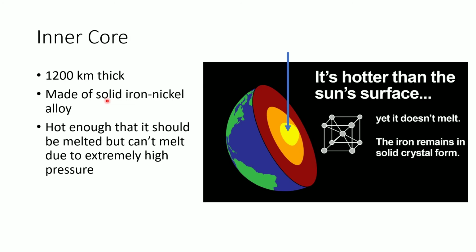Like, if it's even hotter, how come it's not hot enough to melt it? And that's because of the extremely high pressure that's found at the center of the Earth. When you increase the pressure on something, you raise its melting point, and so the pressure at the core of the Earth happens to be high enough that the central portion can't melt. It stays in its solid form.